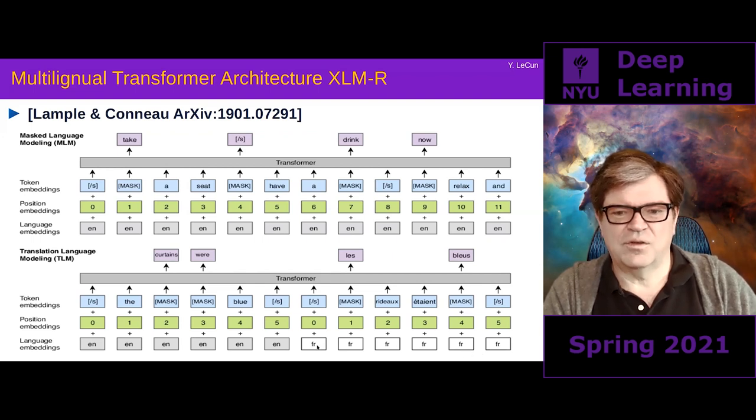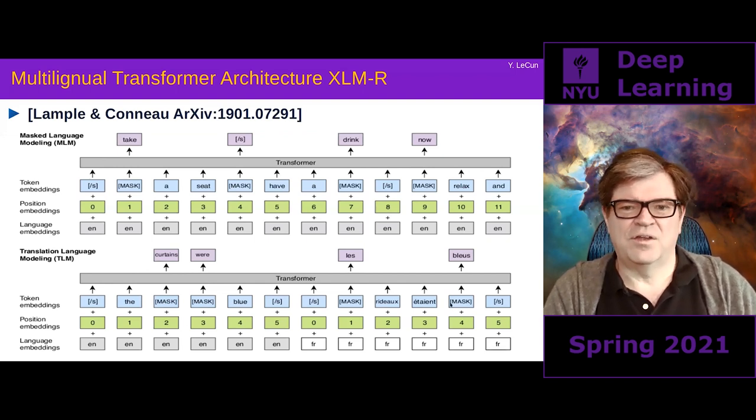And you remove some of the words. So here, you remove the word curtain, you remove the word were, right? So the sentence in English is, the curtain were blue, here, les rideaux étaient bleus, okay, which is the translation. So here you remove curtain and were, and here you remove les, which is the article, and bleus, which is blue, the color, okay? And you train the system to predict those missing words.